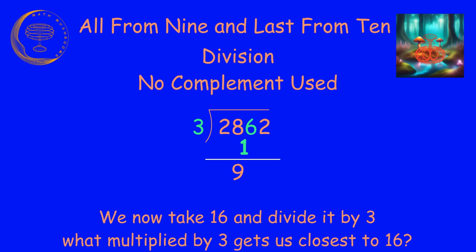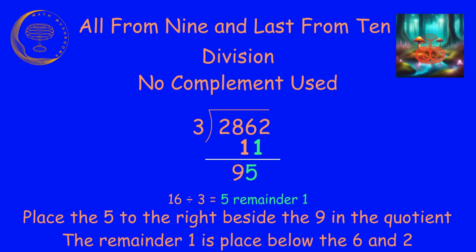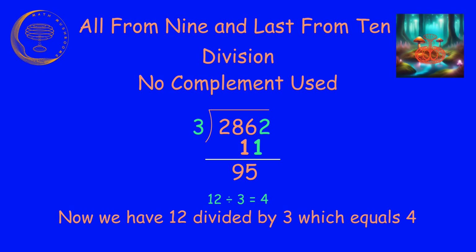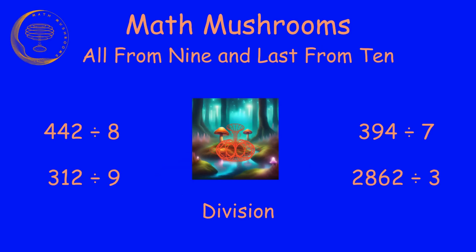We now take 16 and divide it by 3. 5 times 3 equals 15 with remainder 1. Place the 5 to the right of the 9 in the quotient, and the remainder 1 is placed under and between the 6 and 2, next to the other one in the work area. Now we divide 12 by 3, we get 4. Place the 4 to the right of the 5 in the quotient. This is it. 2,862 divided by 3 equals 954. Division using the all from 9 and last from 10, with and without complements.